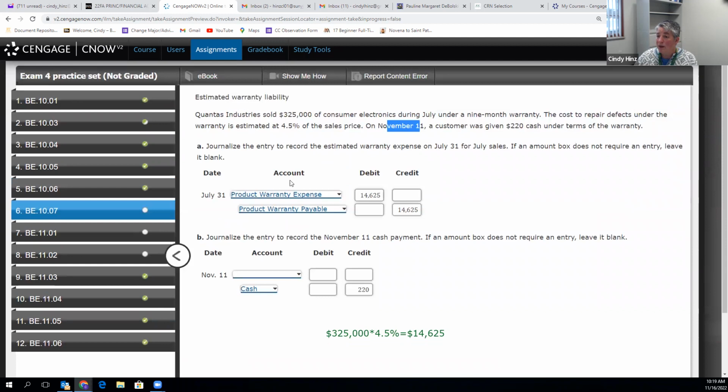And so at that time, we had set aside this product warranty payable. And now that we are actually refunding somebody's money, we're reducing the remaining payable. So again, the expense gets reported at the same time as the sale. So it has to be an estimate because we don't know how many of these are going to break or need to be repaired over the next 9 months. And once we actually do incur some cost, then that means that the remaining estimated cost is going to be lower.